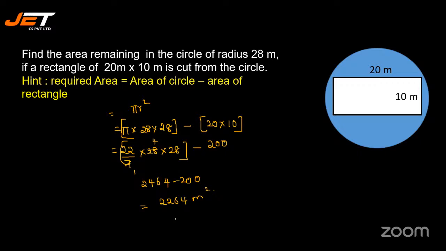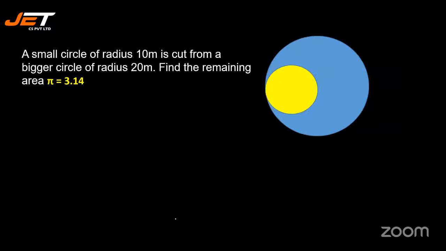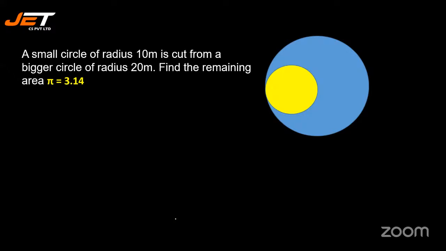All right. Now let's move on to the next sum. So a small circle of radius 10 meter is cut from a bigger circle of radius 20 meter. Find the remaining area. You can take pi as 3.14. Okay. So now how do we do? We'll find out the area of the big circle minus area of the small circle. Okay. So find the remaining area as this.